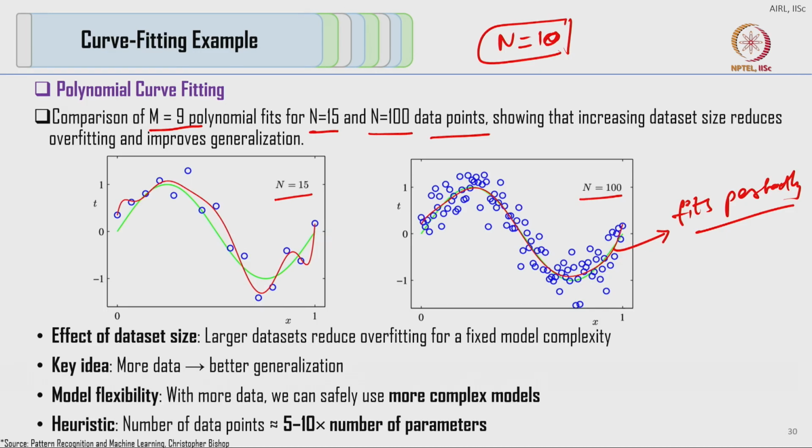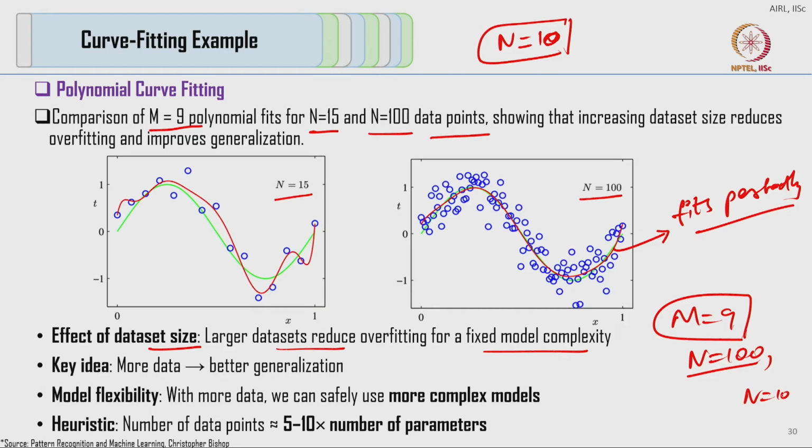And this highlights one more important point, which is the effect of the dataset size. A larger dataset would essentially reduce the overfitting for a fixed model complexity. So for m equals 9, I actually need samples where n is 100, and that is important. If my n is just 10, then m equals 3 polynomial is sufficient, right. So the key idea is more data will help in generalizing better, right.